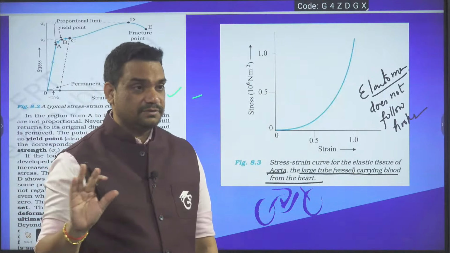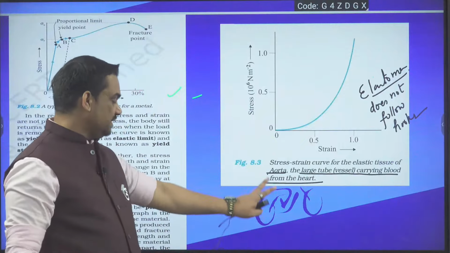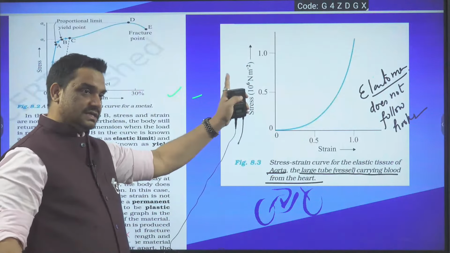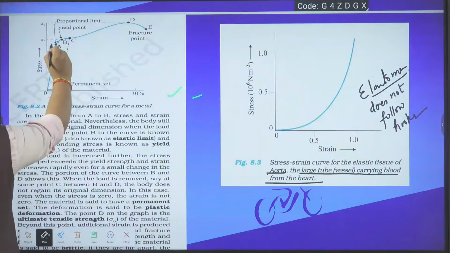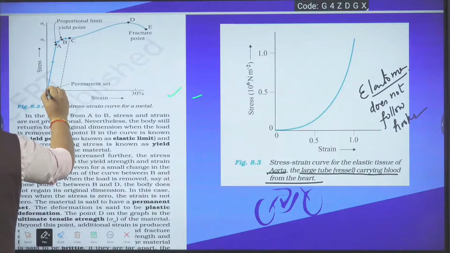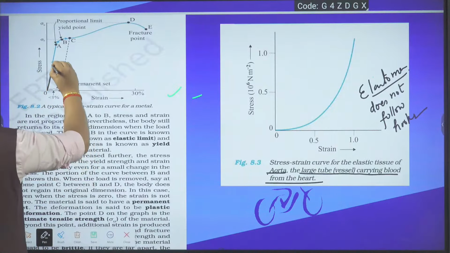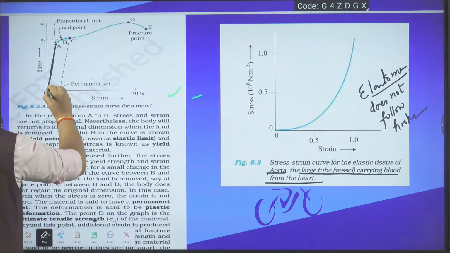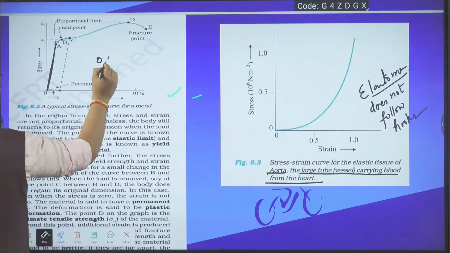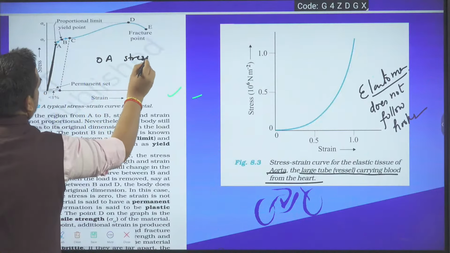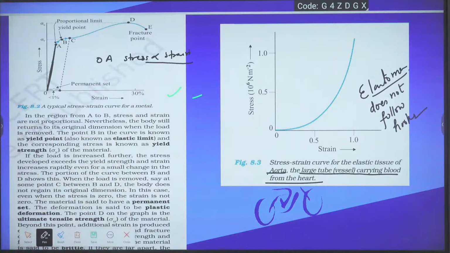This thing you have to remember. Clear? It will not follow Hooke's law. This graph needs to be remembered. This is the normal graph. In this graph, first of all, from O to A, stress is directly proportional to strain.